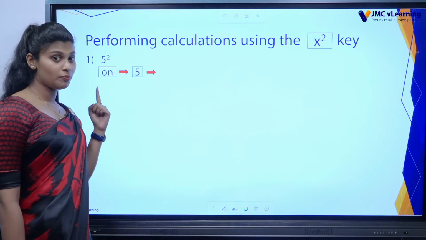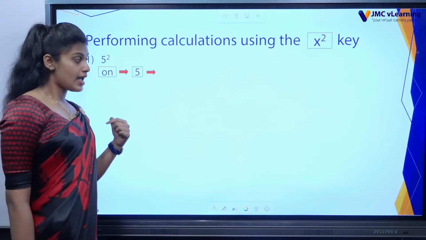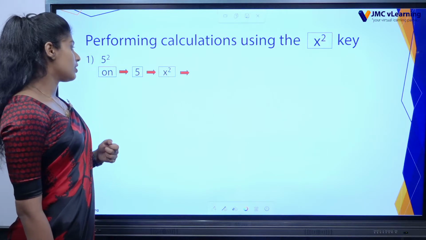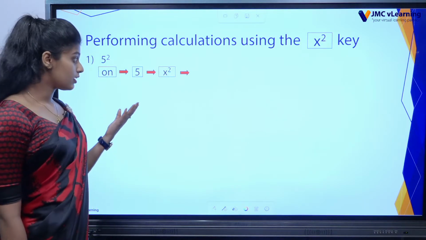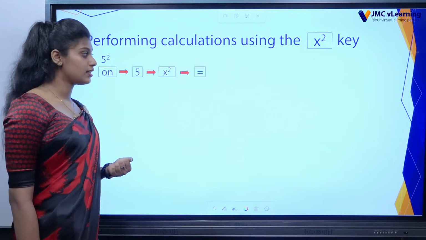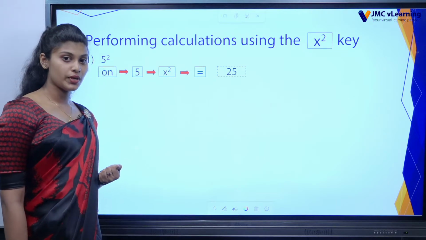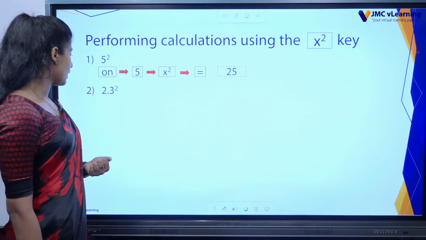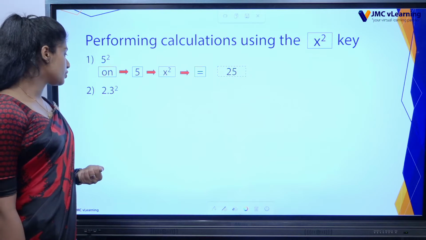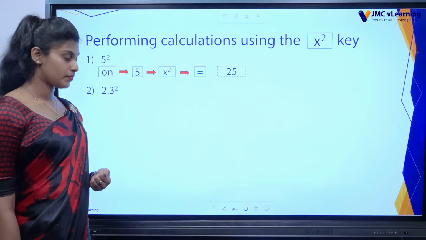Then to take the squared part, you have to press the x squared key. To take the result, let's press the result key. The answer is 25.